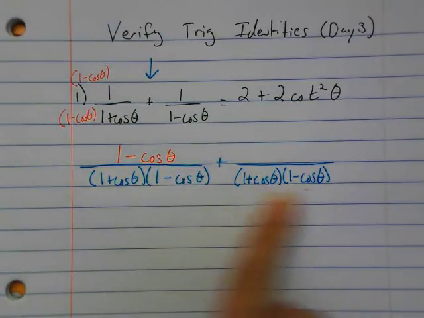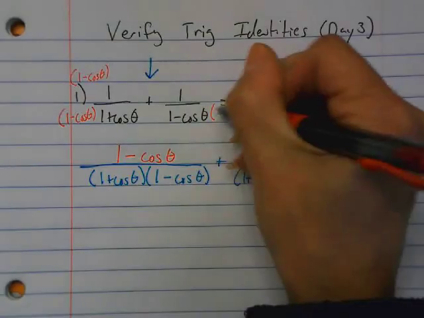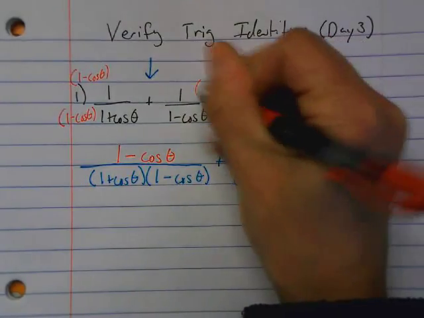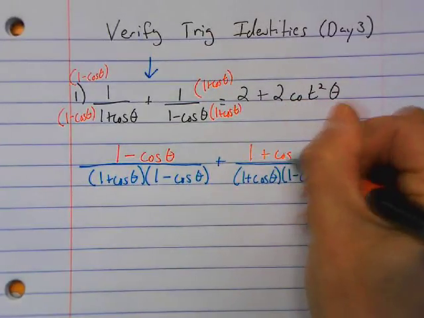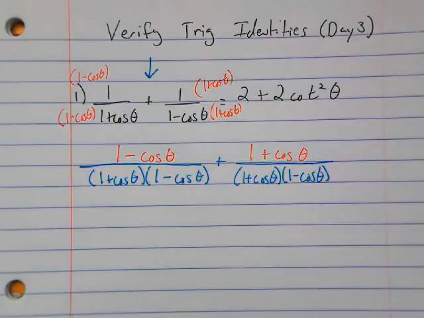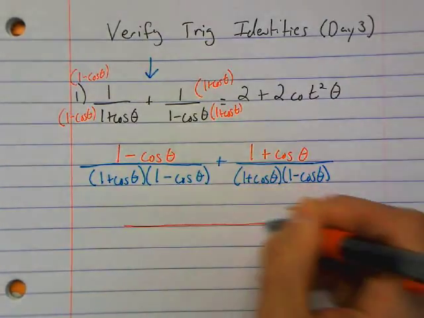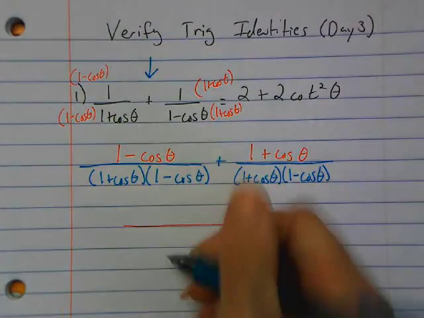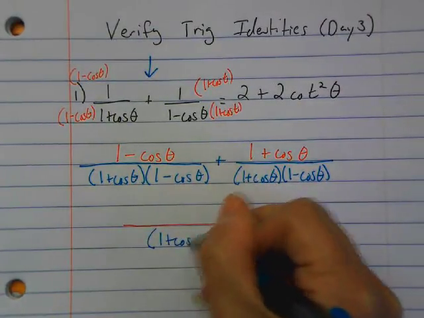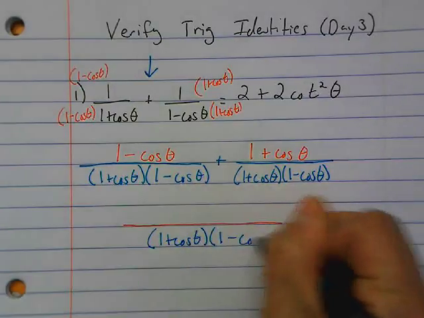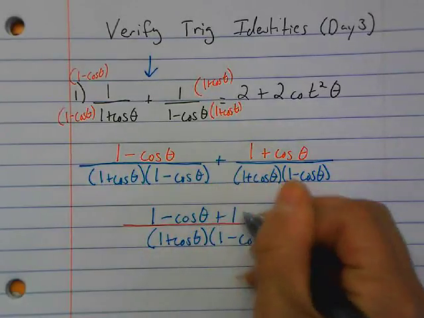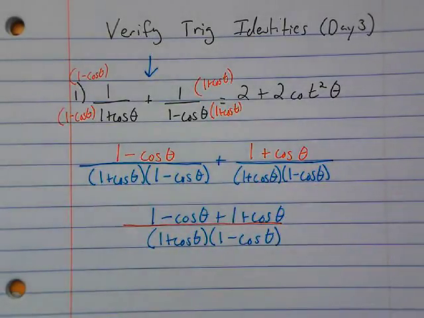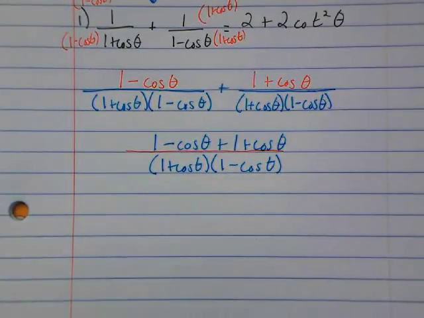Alright, come over here. What does the second fraction need? He needs a 1 plus a cosine of theta. So I get 1 plus the cosine of theta. Alright. So in my denominator I have 1 plus the cosine of theta times 1 minus the cosine of theta. In my numerator I have 1 minus the cosine of theta plus 1 plus the cosine of theta. Now let's see what we can do to clean this all up.